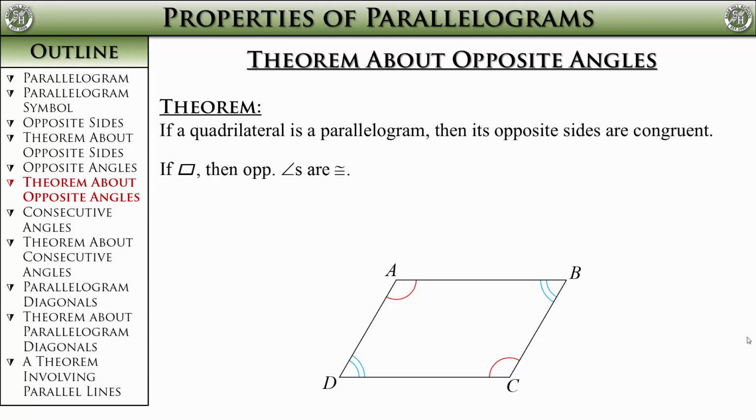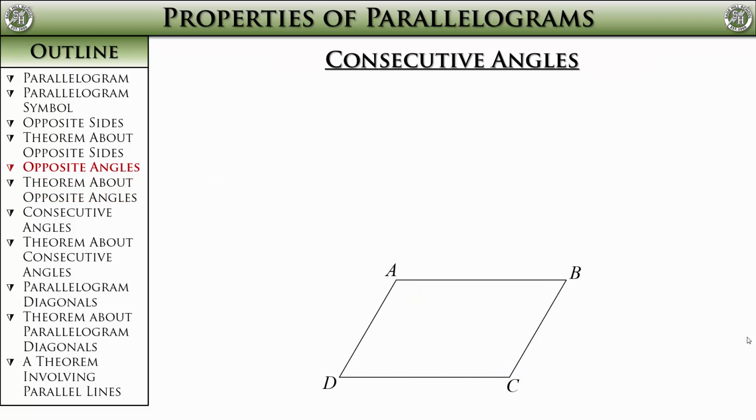If you want to come up with your own abbreviation, that's fine too, just make sure you keep all of the relevant information. You'll use this in proofs quite a bit too. The concept of consecutive angles is often not as immediately intuitive as opposite sides or opposite angles. Opposite angles are those that didn't share a side, but consecutive angles are angles that do share a side.